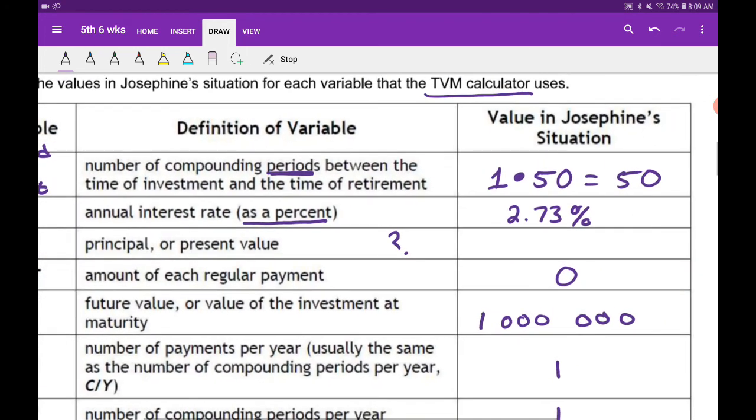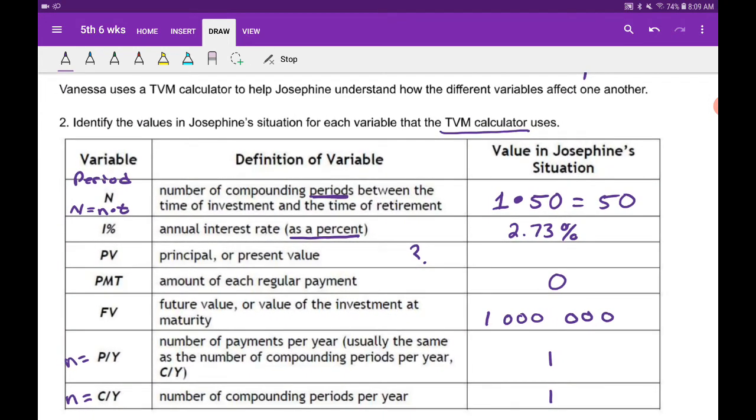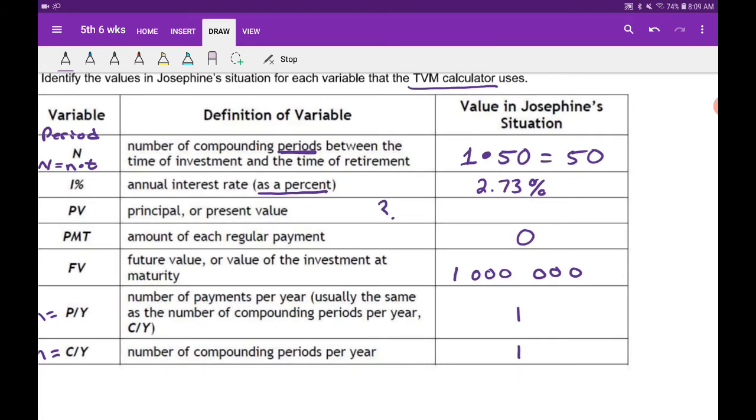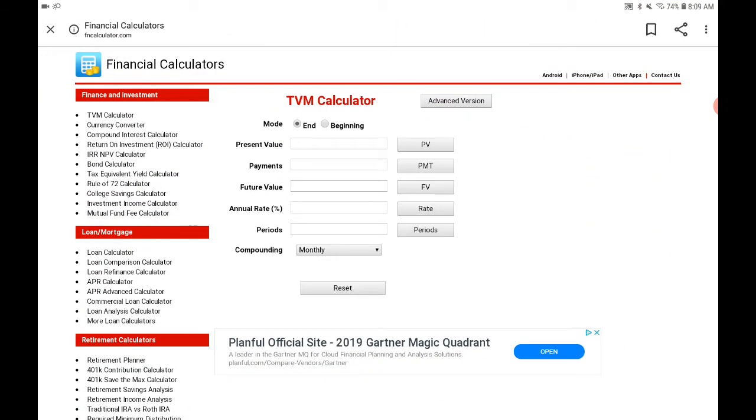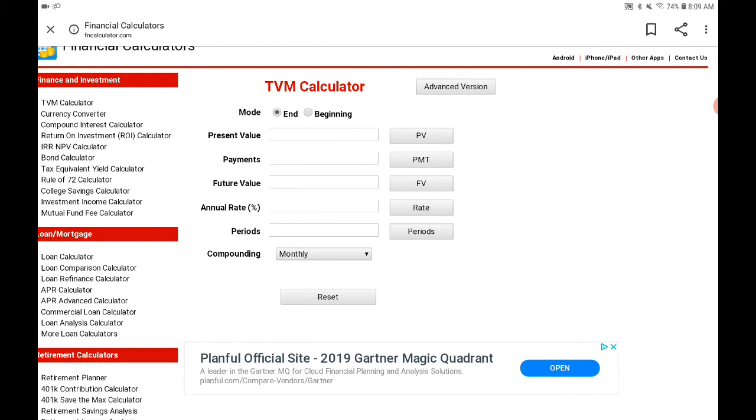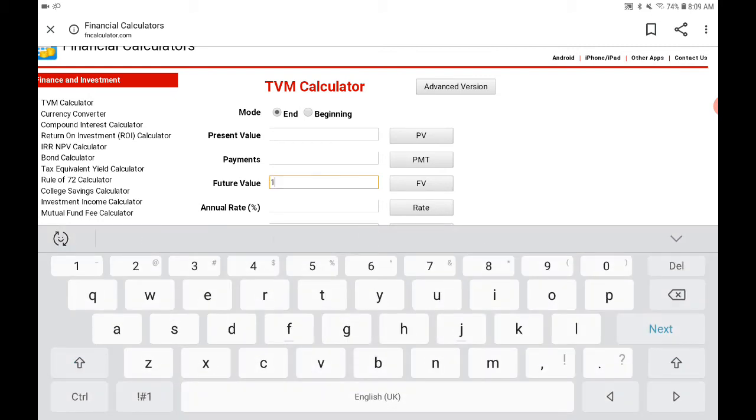So to answer this question up here, what is our principal value? Those are the numbers we're going to put. So I'll give you the link, and it's going to look like this that we saw. I'm actually using this on a tablet, so I'll be pressing these numbers here. Okay, so our present value, that's what we're going to figure out. Payments, we're going to leave alone. Future value, boom, right there. That's where I'm going to put $1 million, so 6 zeros.